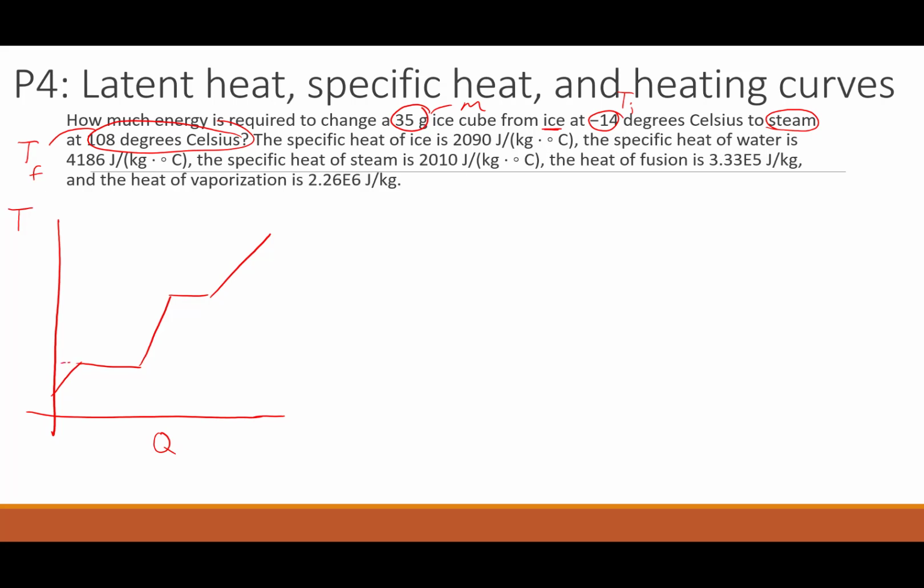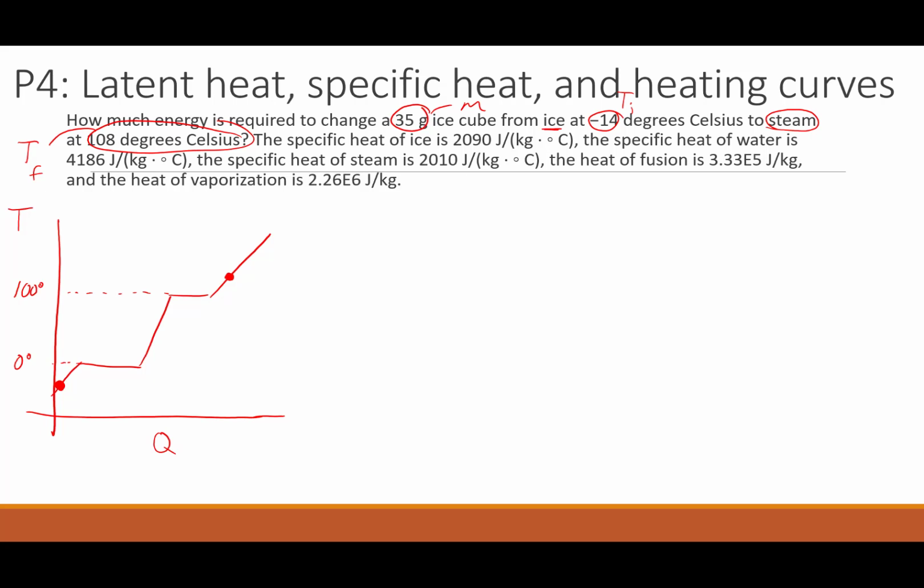We know for water the melting point is 0 degrees, and also for water the boiling point is 100 degrees. So we're starting in the solid form, and it's negative 14 degrees Celsius. So this is the solid section here, and it's below the melting point. So we're going to start here. And we end up in steam, so that's the gas form, at 108. That's above the boiling point. So that's my T final.